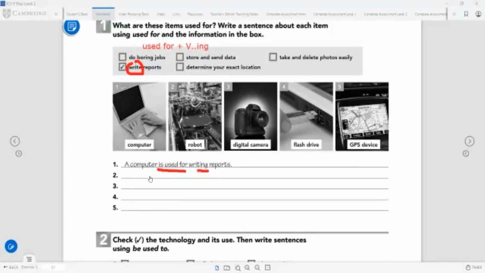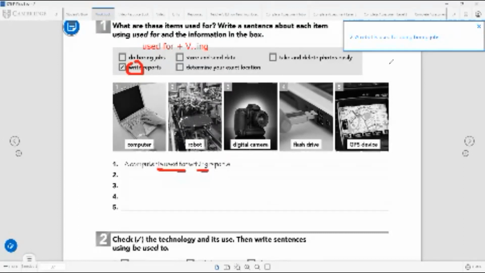Number 2, we have a robot is used for doing boring jobs. Remember, you have to use the verb with ing. Very good. Let's continue. Number 3: a digital camera is used for taking and deleting photos easily. Number 4: a flash drive is used for storing and sending data. And number 5: a GPS device is used for determining your exact location.